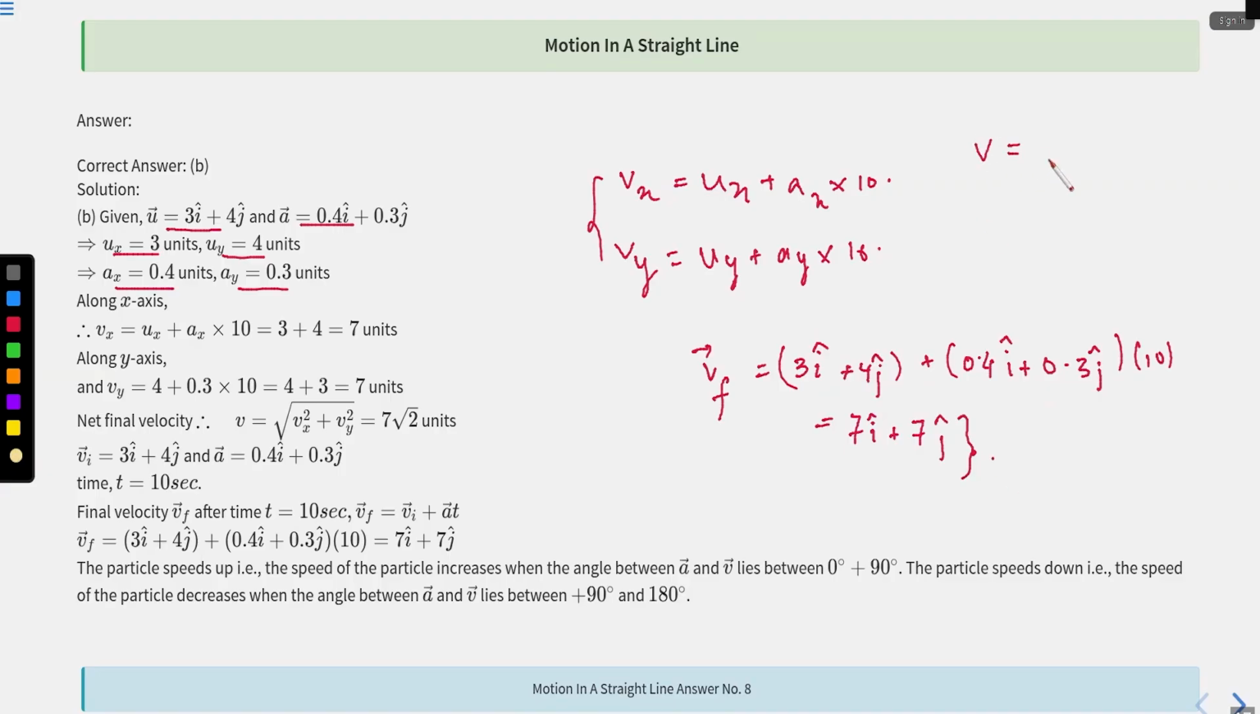Because the magnitude of velocity over here will be under root of vx square plus vy square, right? The magnitude of velocity is 7 root 2 units, sorry, not meters. Okay, whatever the units, because they have not specified any units, so it will be 7 root 2 units.